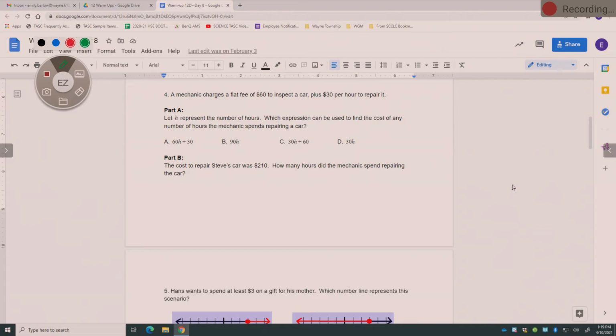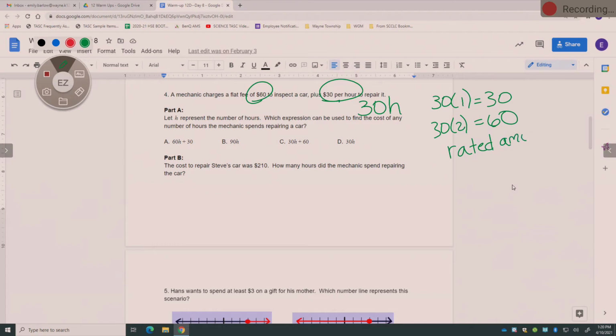A mechanic charges a flat fee of $60 to inspect a car plus $30 per hour to repair it. So remember, this per hour is a unit rate. It would be $30 for each hour. So if it's 1 hour of work, it would be 30. If it's 2 hours of work, it would be 60. That's what we call a rated amount. It has a rate to it. It's not just a flat amount.